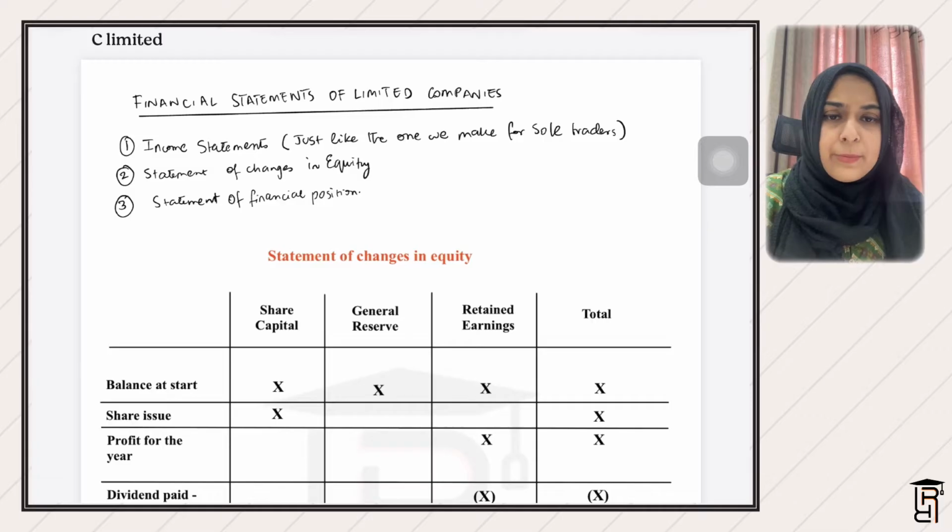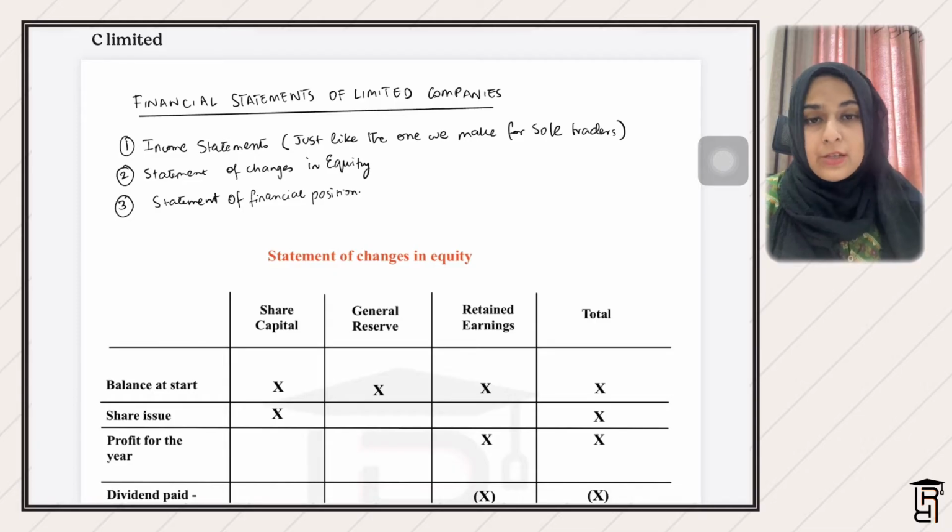Normally whenever we make an income statement for a sole trader, it's just like that for limited companies as well. We reach the profit for the year in the income statement of a limited company. Then you need to make a statement of changes in equity. This is the capital provided by shareholders, and whatever changes are happening in the capital, you need to show in the statement of changes in equity. And then there is a statement of financial position.